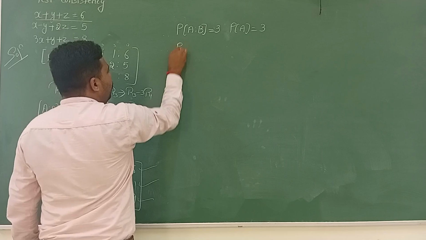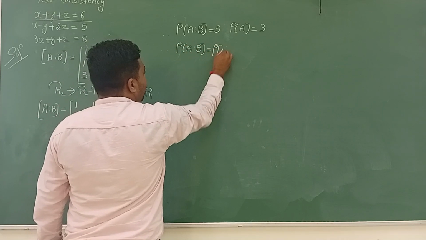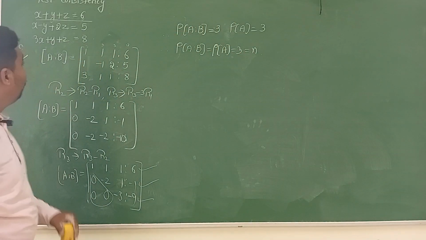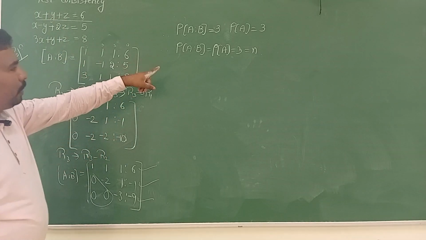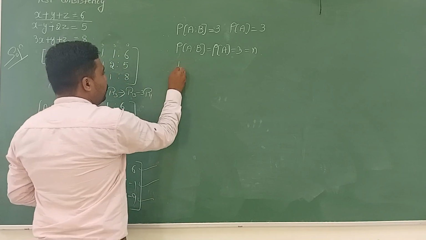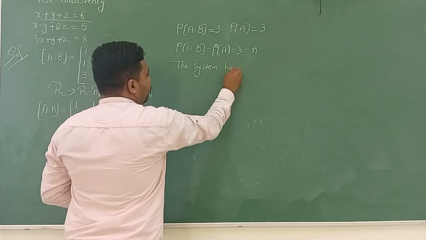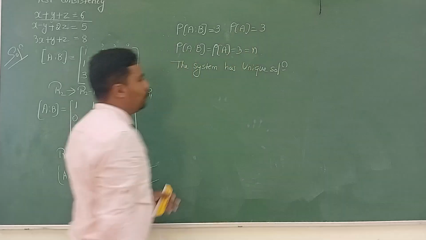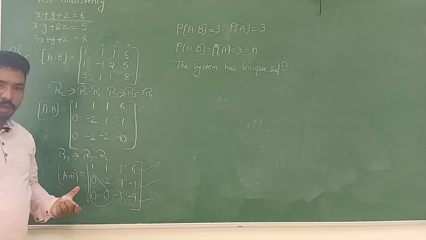Therefore, rank of AB is equal to rank of A is equal to 3, and it is equal to the number of unknowns. The unknowns are x, y, z. 3 unknowns are there, so n will be 3. So the rank is the same as the number of unknowns. We can conclude that the given system of equations has a unique solution. So when it has a unique solution, we have to find the x, y, z values.